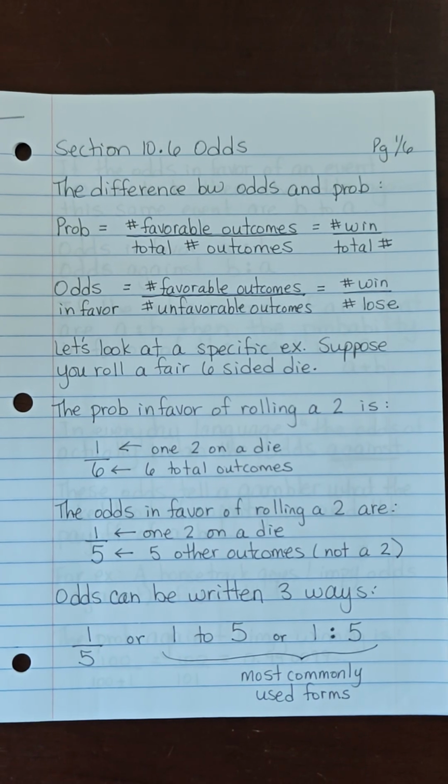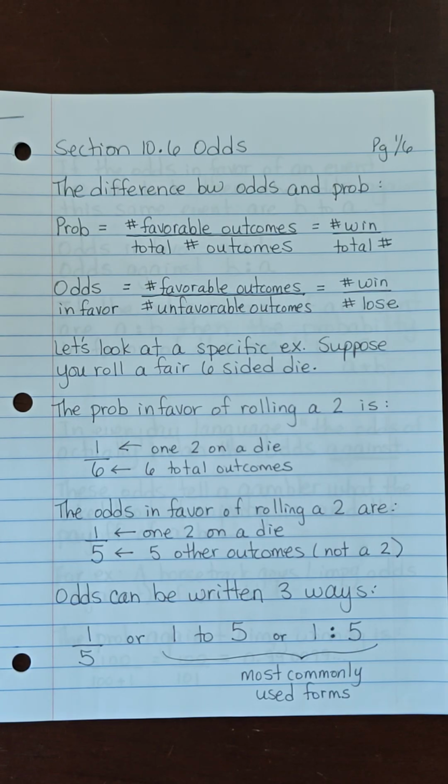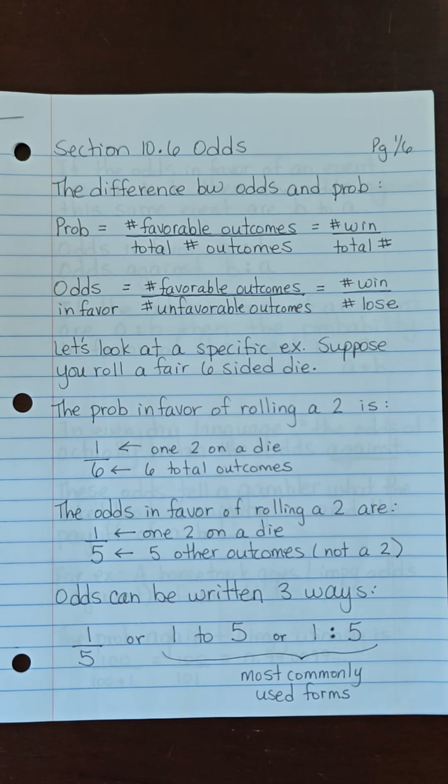This is section 10.6, and this is on odds. A lot of people will use the words odds and probability interchangeably as if they are synonyms, but they are actually not. They both are used to tell you how likely something is, but probability will tell you how likely something is out of the total, whereas odds will tell you the likelihood versus the unlikelihood.